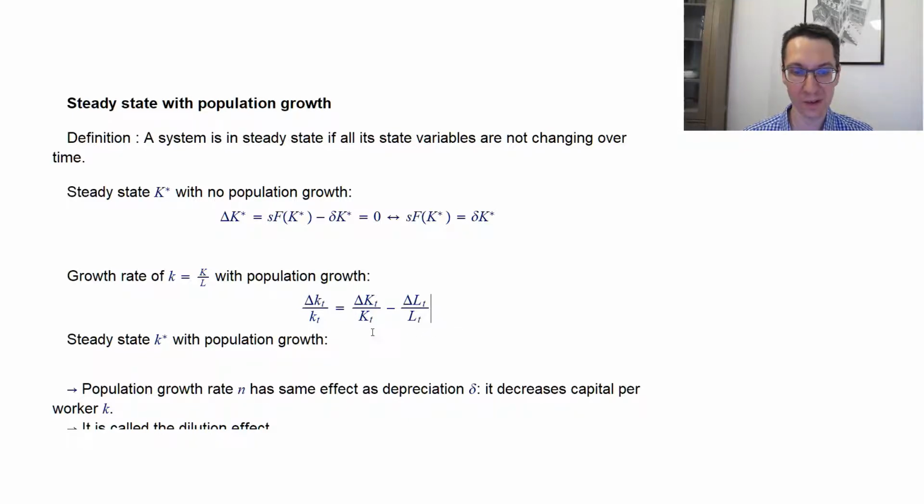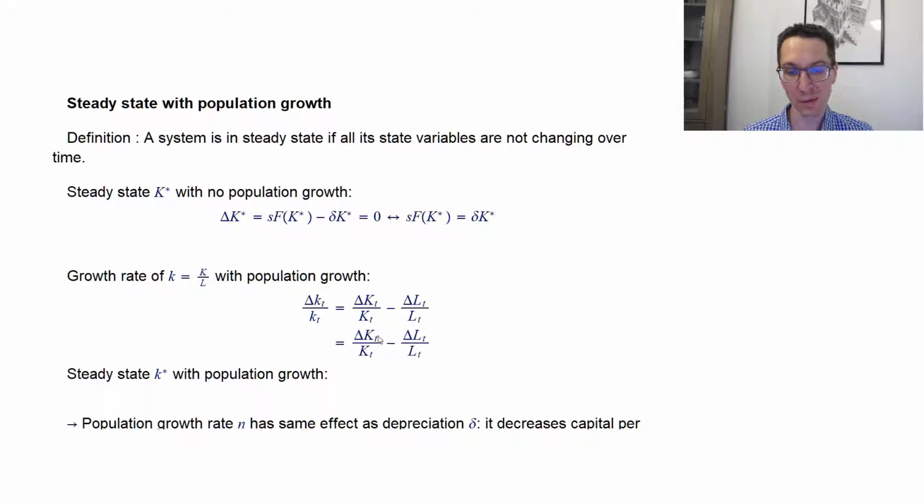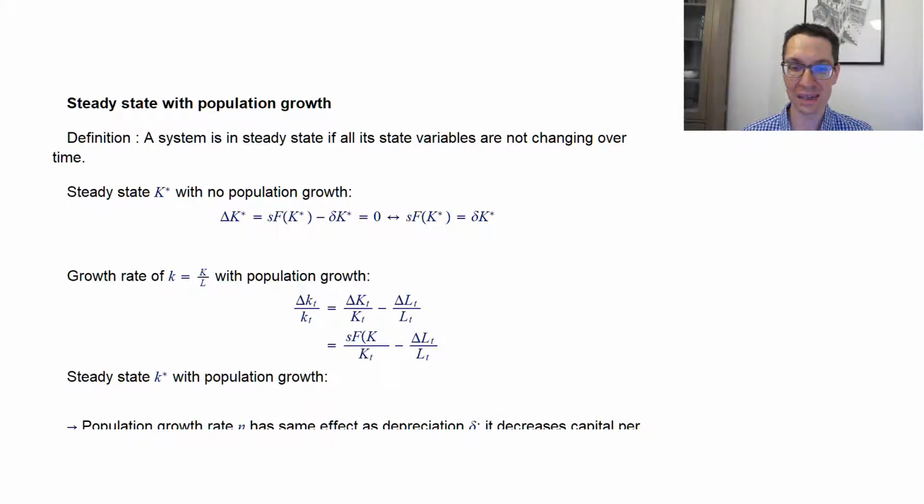Okay, so now all we have to do is substitute what we already know. We know the growth rate of K_t, and we know the growth rate of L_t. Here I wrote an equal sign. It is exactly equal if delta small k_t over small k_t is exactly 0. Not necessarily for all values, but let's use the equal sign anyway to not overburden ourselves with approximations.